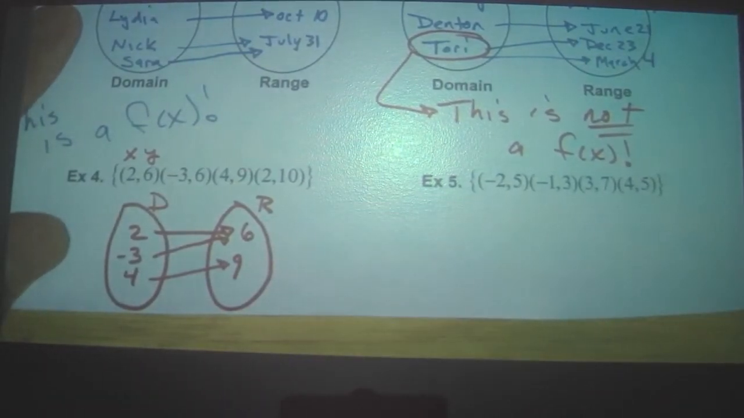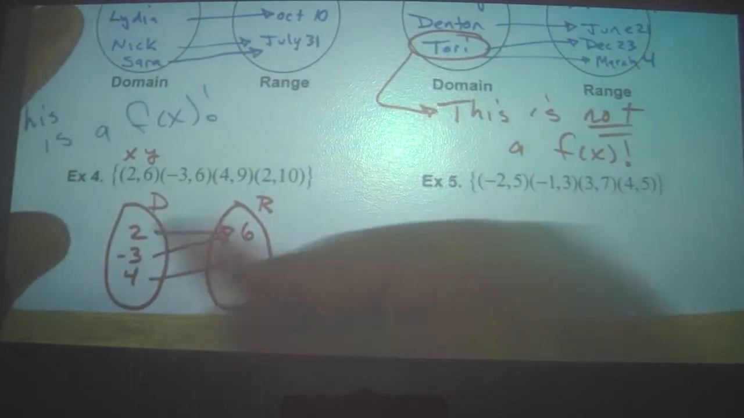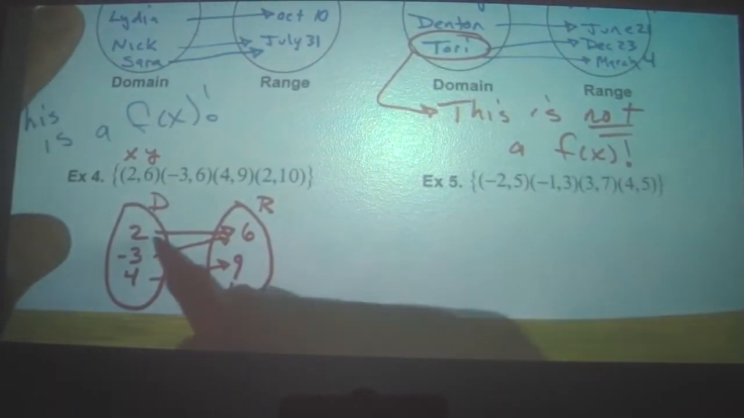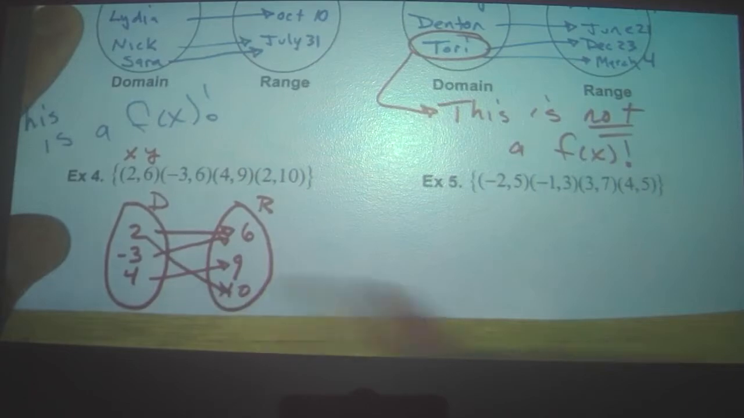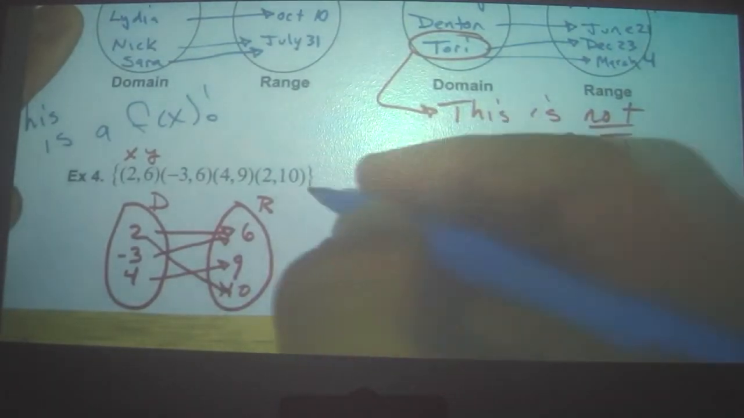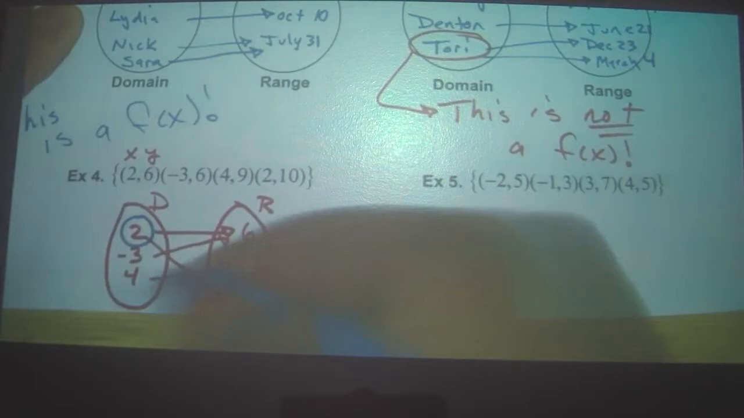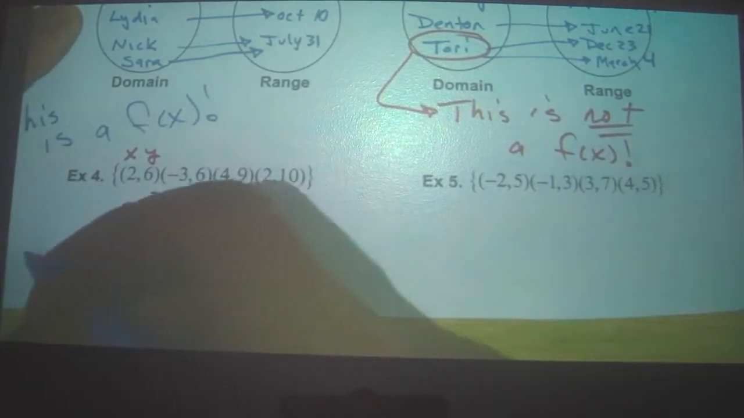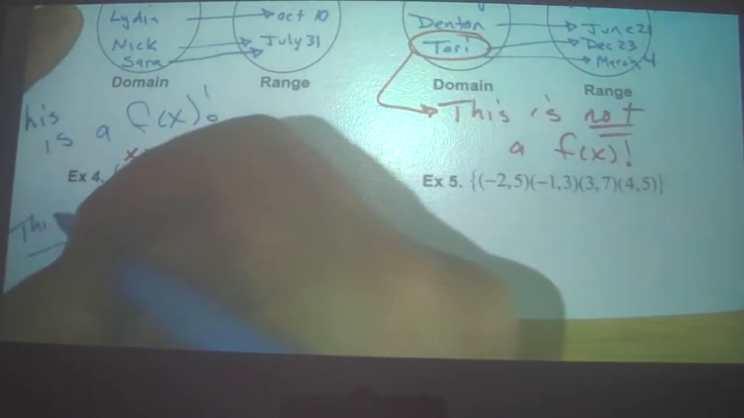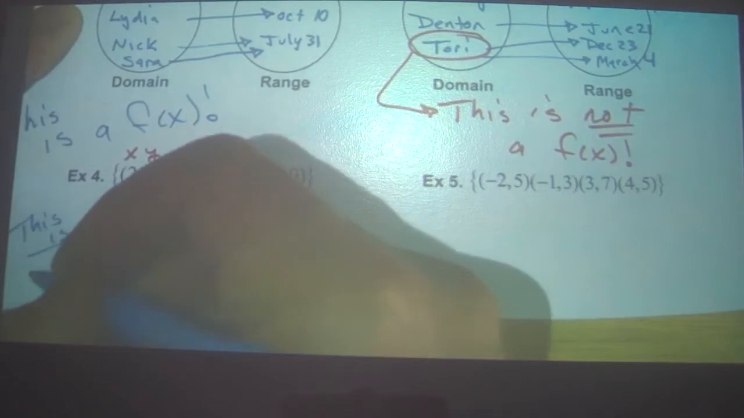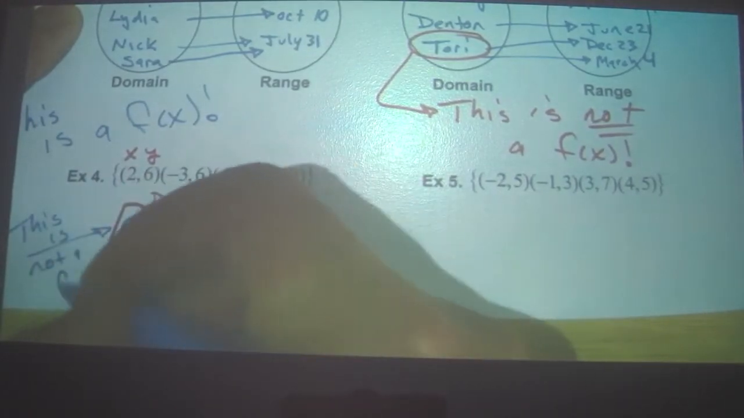And last but not least, again, don't write it again. We see 2. 2 goes to 10. Is that normal? No way. Lauren's shaking her head. No way. 2 goes to 6 and 10. You can't have a birthday on December 6th and January 10th. That's crazy. So this is not a function.